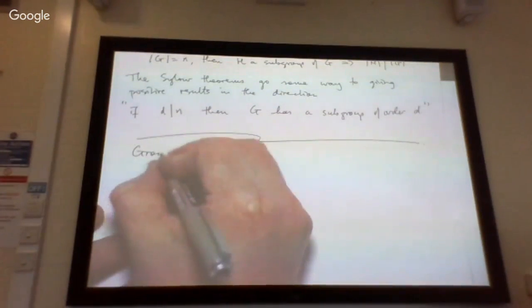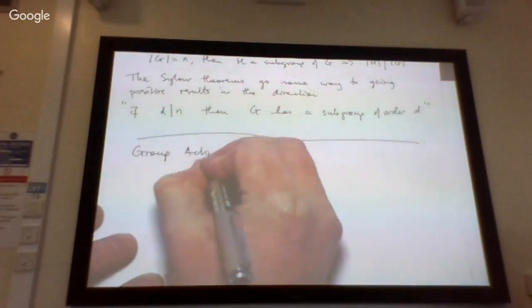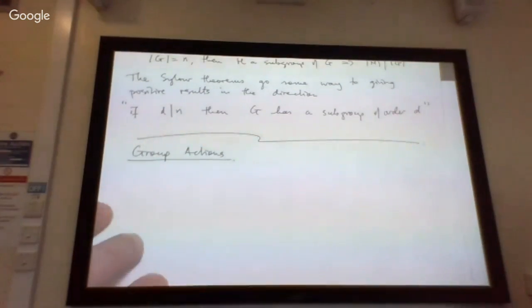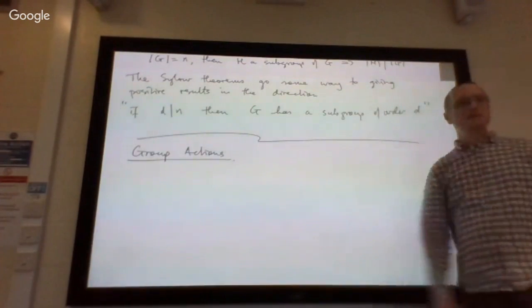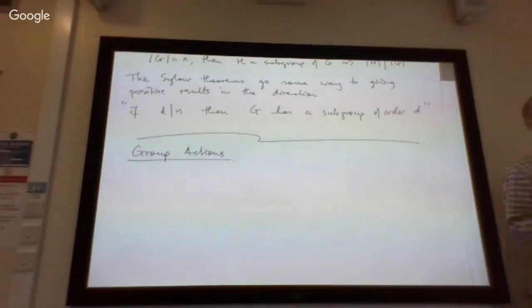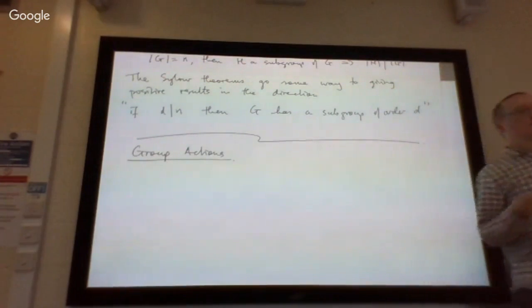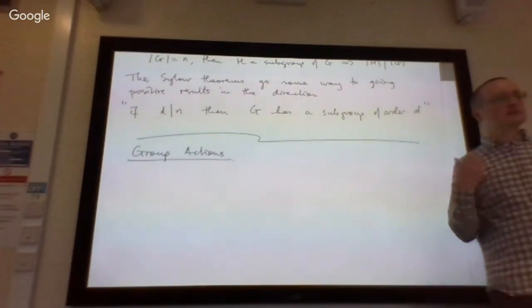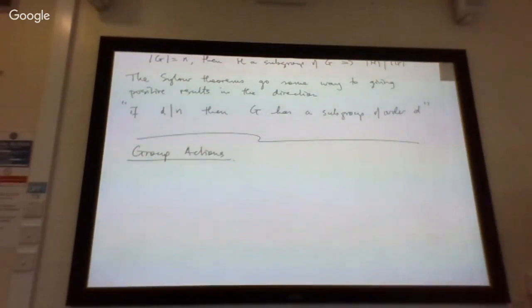The Sylow theorems are quite strong in that they make positive existence statements about subgroups that a group has to have, based purely on the size of the group. So they are quite powerful. It's not surprising then that we need some new concepts, a bit of new theory, in order to be able to prove them. So this brings us on to the idea of group actions.